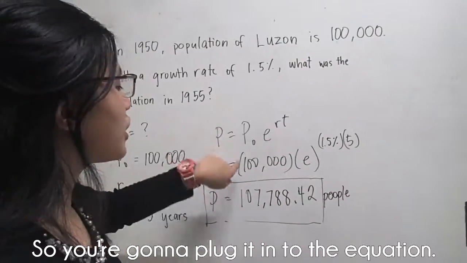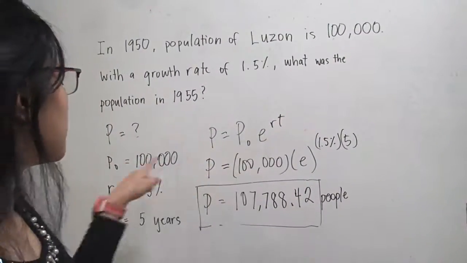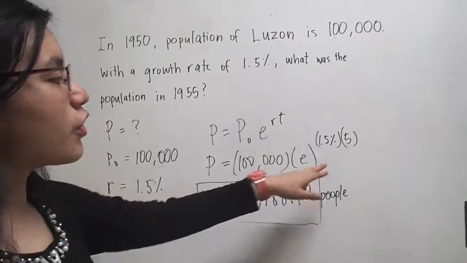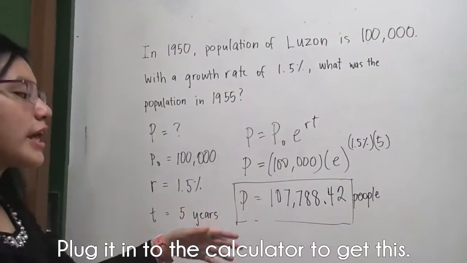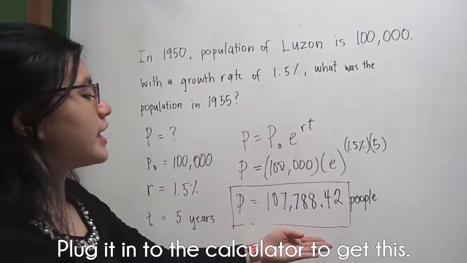So you're going to plug it into the equation. So 100,000, the P naught. And then r, growth rate, is 1.5. And then the time is 5 years. So plugging it into the calculator, the answer is going to be like this.